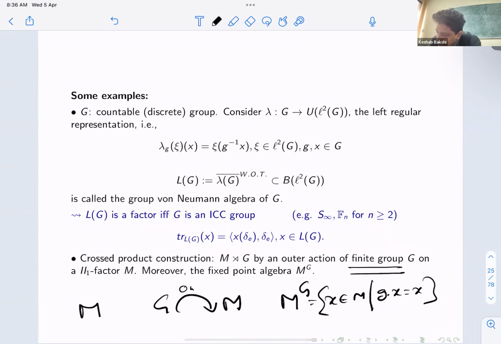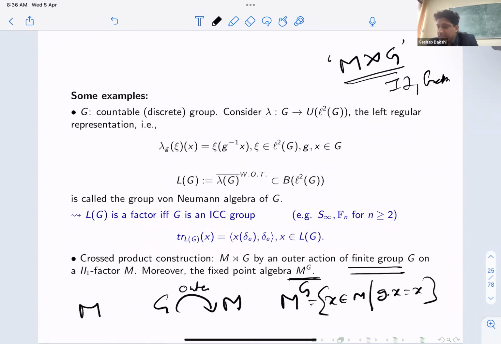And for nice actions, so-called outer actions, like ergodic-theoretic free actions, this will also be a II_1 factor. There is also a notion called the cross product construction, which will also be a type II_1 factor. I won't go into the details of the cross product construction. It is like a twisted tensor product, M tensor B(L^2(G)), with some kind of twist. Later, via Jones index theory, you will understand this better in my talk. So this is called the cross product construction.